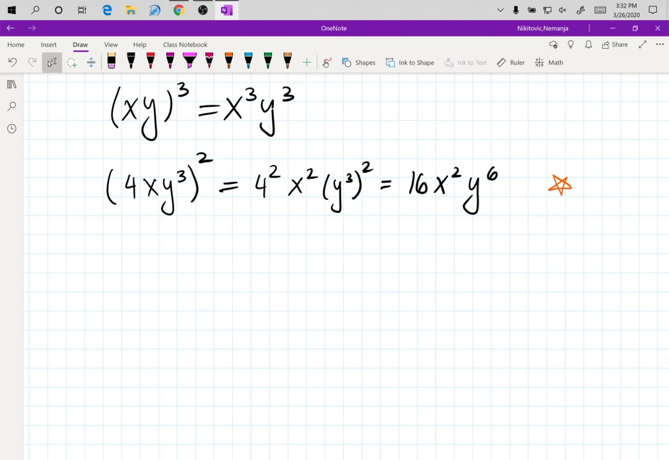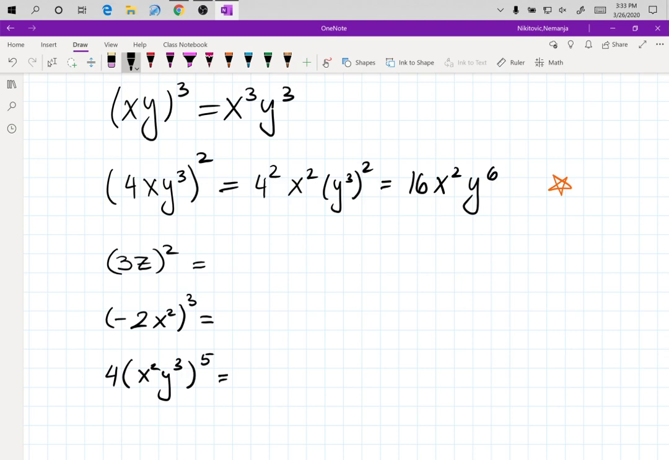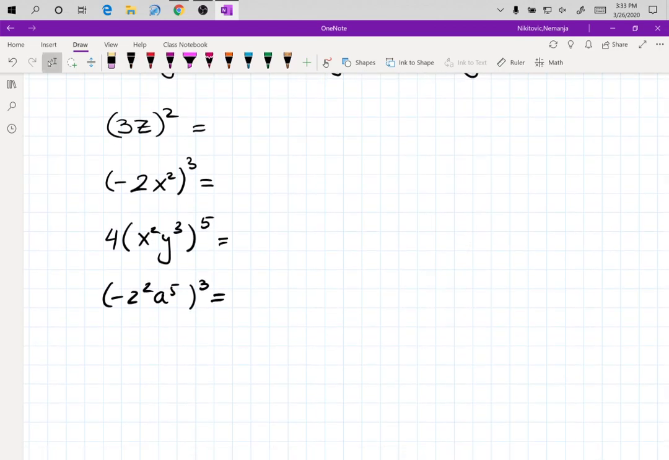What else would be cool? Let's do all of the examples that I give us in the book. 3z squared, negative 2x squared cubed, 4x squared y cubed raised to the 5th power, and finally negative 2 squared a to the 5 times 3. All right, where are my volunteers?